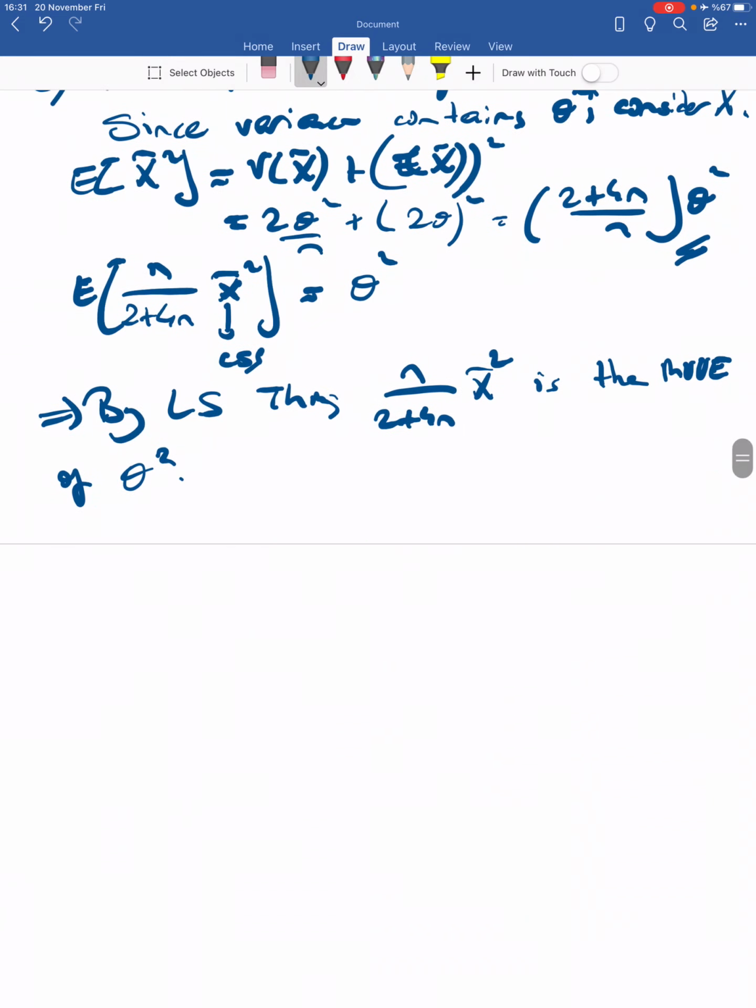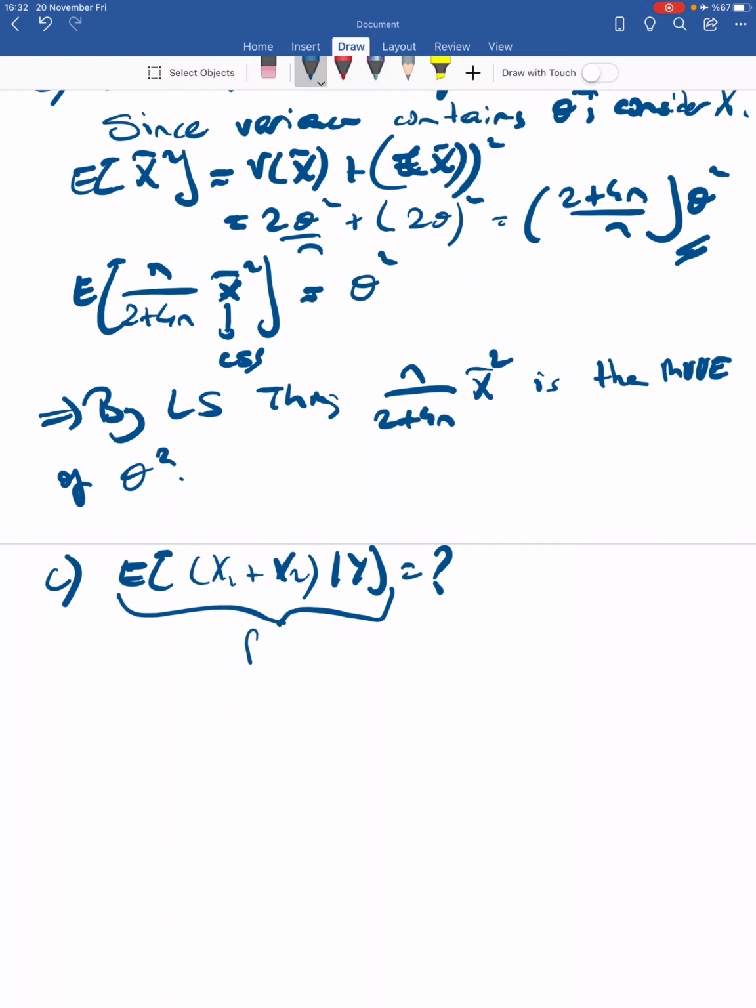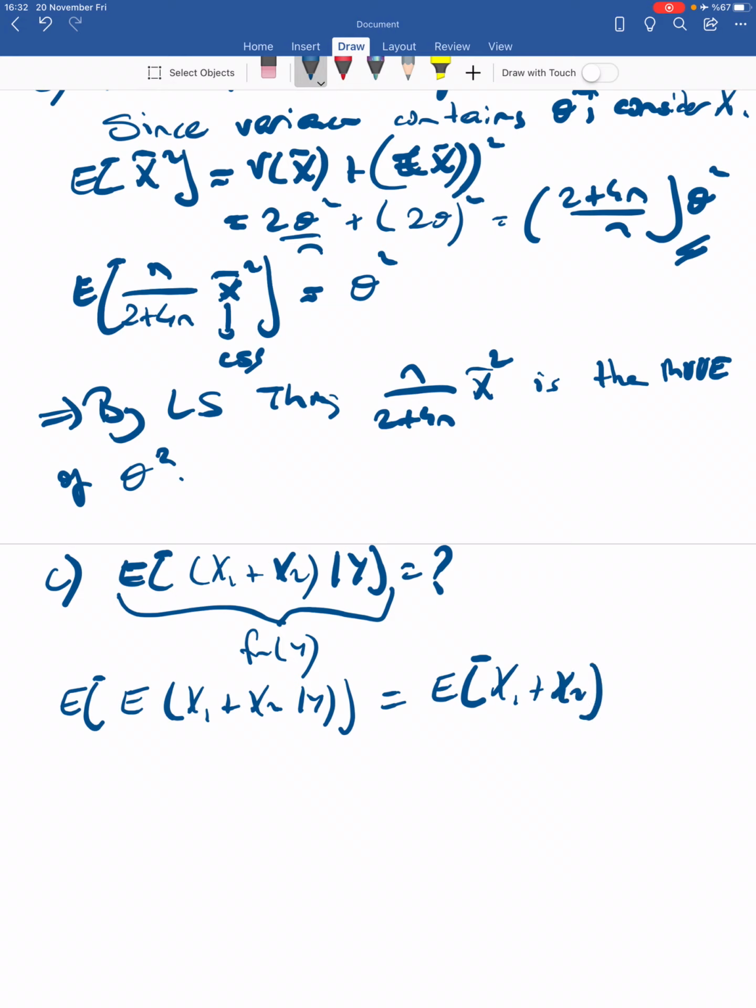Okay, so we have part C. This one is a bit difficult, so be careful about this. So consider the expectation of x1 plus x2 given y. What is this? It's a bit difficult to think actually. So here, this expectation should be a function of y, right? It should be a function of y. First of all, we know that. And we also know that the expectation of a conditional expectation gives us the unconditional expectation, right? So it is the same as this one. So first of all, let's find this.